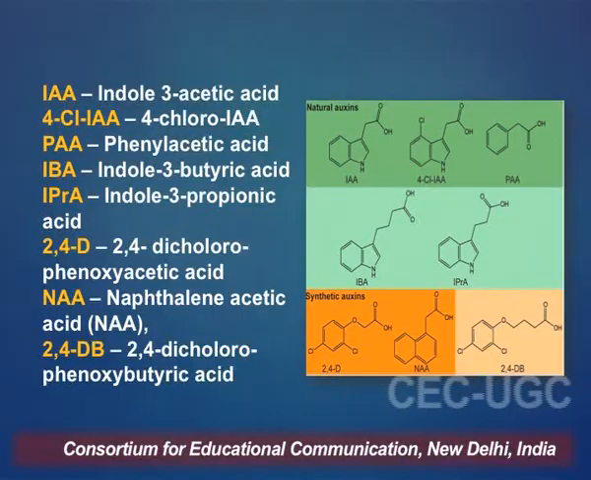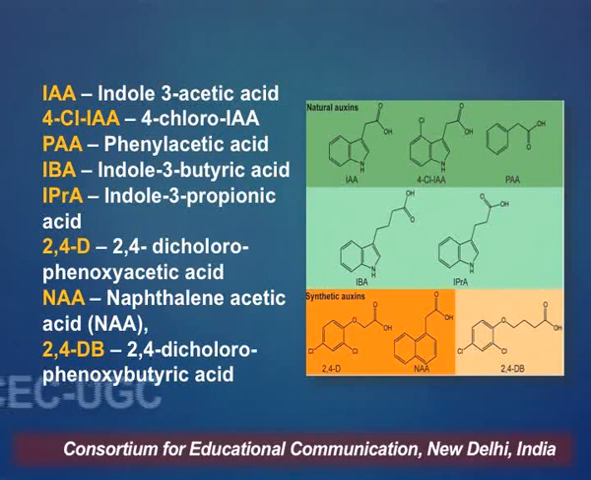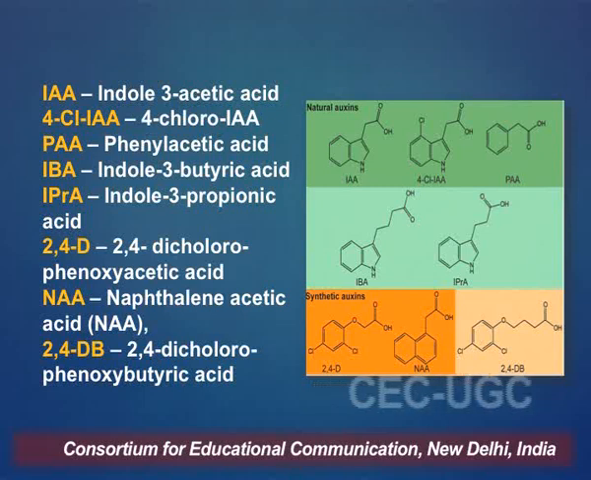So this was the first report, in 1946, wherein the auxin was isolated from a higher plant. And now we know various natural auxins that exist, and the most common example is indole 3 acetic acid. As I told you, this is the most widely occurring natural auxin, followed by 4-chloro-indole 3 acetic acid, phenylacetic acid, indole 3 butyric acid, and indole 3 propionic acid.